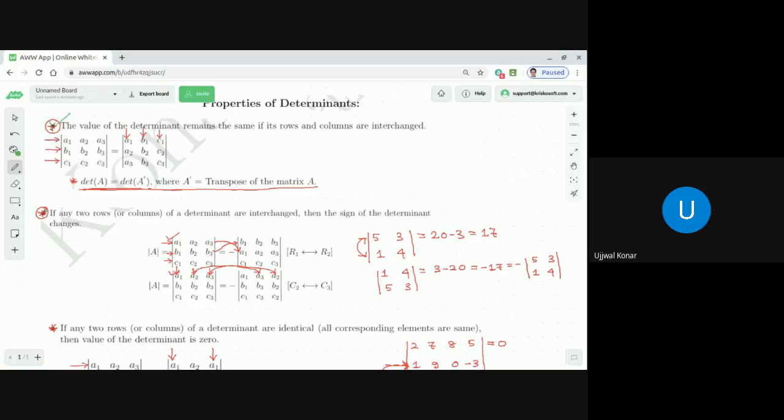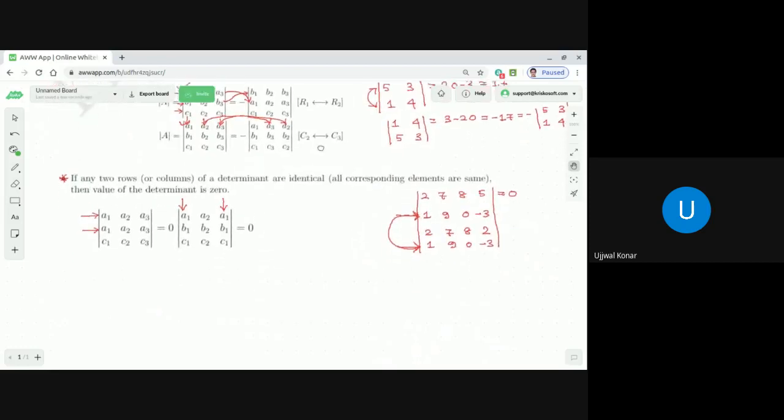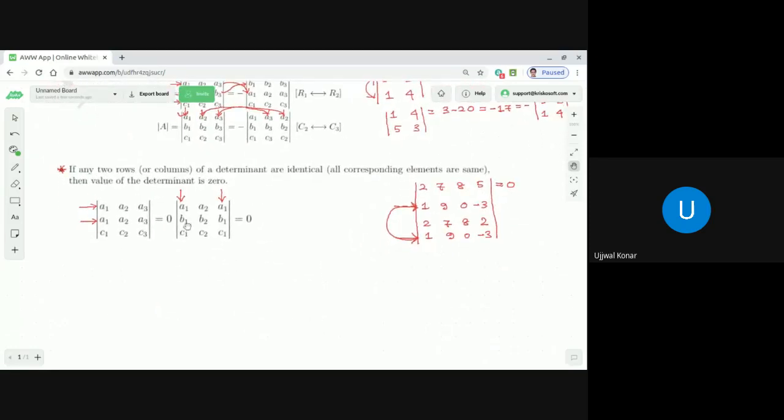Second property, what we learned, dear students, is that if any two rows or columns of a determinant are interchanged, then the sign of the determinant changes. Then the third property we learned is that if any two rows or columns of a determinant are identical, that means all corresponding elements are the same, then the value of the determinant is 0. So these three properties we have learned so far. Now we are going to proceed further.